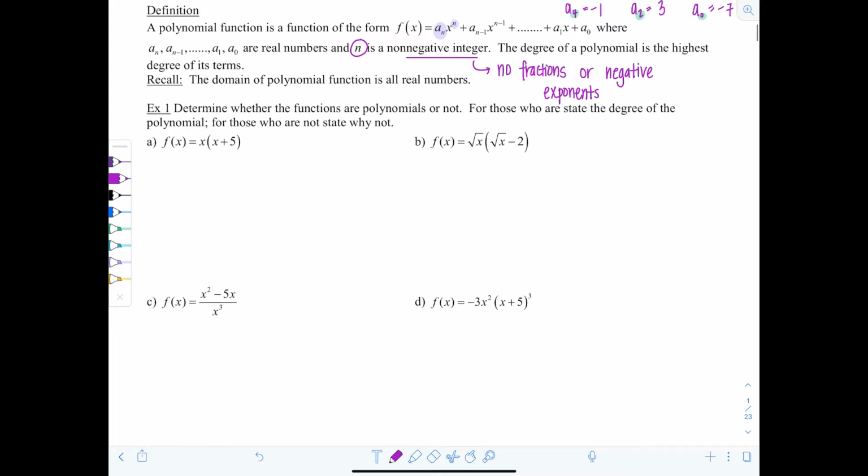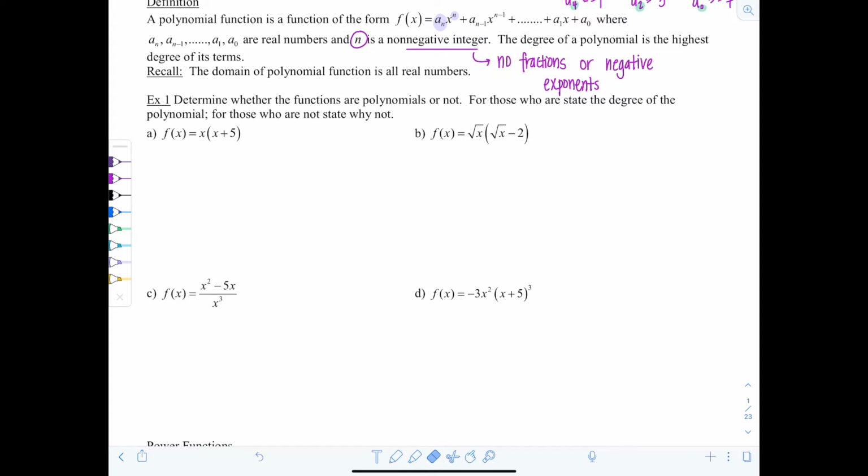So first one is f of x equals x times x plus 5. Now at first glance, this might look a little strange, but we can just distribute the x. And so now we have f of x equals x squared plus 5x. And the main thing I'm checking now are the exponents on the variable. None of them are negative, they're both integers. So yes, this looks like a polynomial. Hooray! And then now we're going to state the degree. So remember, the degree is the degree of the highest term, or the power of x on the highest term. So the degree in this case is 2.